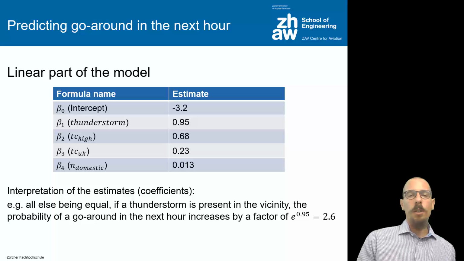After fitting the generalized additive model, particularly for the linear part, we can look at the coefficients that were fitted. We get a coefficient for beta 1, which is the coefficient for if a thunderstorm was present, with a value of 0.95. If we take that to the power of e, that gives us a factor of 2.6. What that means is the probability of having a go-around is 2.6 times higher if a thunderstorm is in the vicinity compared to if there is no thunderstorm in the vicinity. And of course that applies to the other coefficients as well.